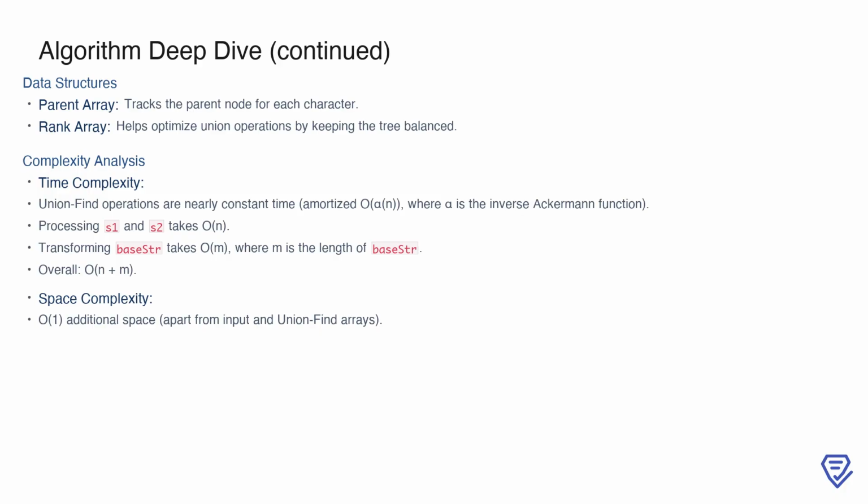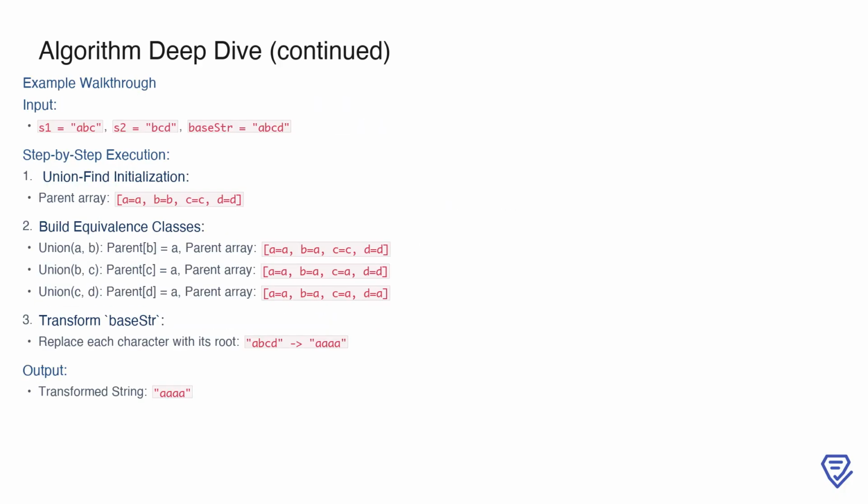Speaking of efficiency, let's analyze the time complexity. Union find operations are nearly constant time, specifically O(alpha(n)), where alpha is the inverse Ackermann function, which grows extremely slowly. Processing the equivalences in S1 and S2 takes O(n), and transforming base str takes O(m), where m is the length of base str. Combining these, the overall time complexity is O(n + m). In terms of space, the algorithm requires only O(1) additional space beyond the input and union find arrays, making it very space efficient. Let's walk through an example to see the algorithm in action.